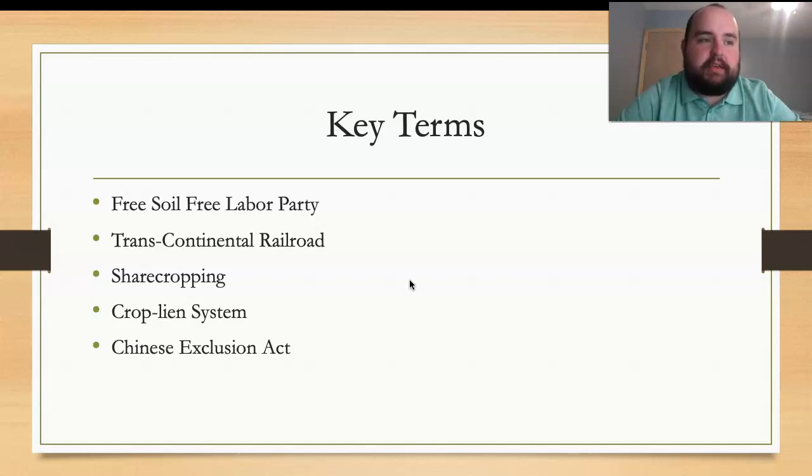So, as always, I'll start things off with the key terms. Remember, I'm going to start off with the key terms every single time from now until the end of the semester. This is where most of your content quiz questions and a lot of your writing assignment topics are going to come from. So please do pay attention to these.